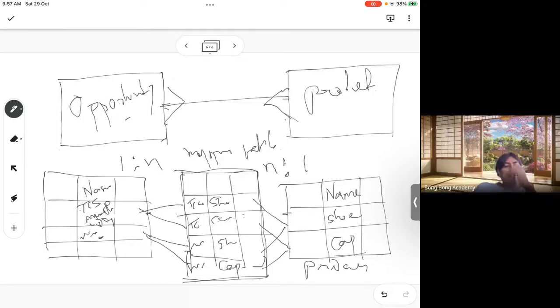When we have a mapping table, it's named usually by the original tables which we are mapping. So this mapping table is called opportunity product. So there is a table called opportunity. There is a table called product. There is a mapping table called opportunity product, which is creating the many-to-many relationship. Any questions so far?